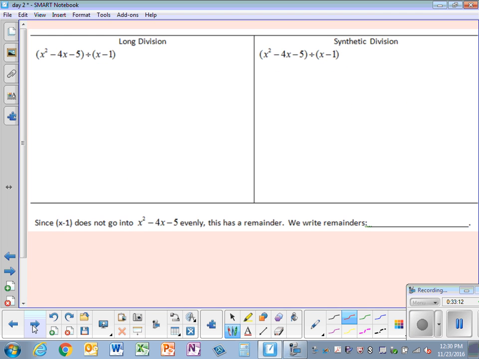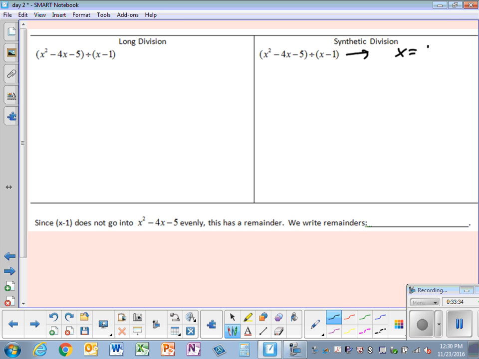I know this is weird. Listen, long division is not easy, but it does take practice. Do you want to do synthetic first here? Okay, because it's easier. So you have this trinomial divided by x minus 1. Okay, let's do synthetic first.